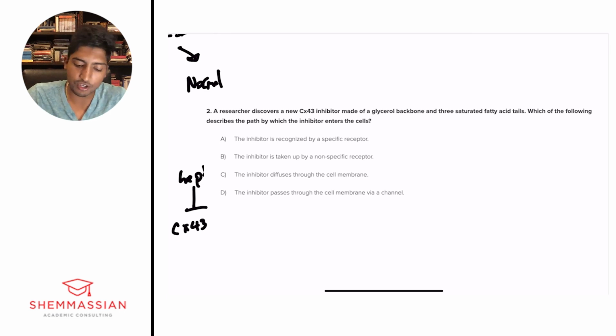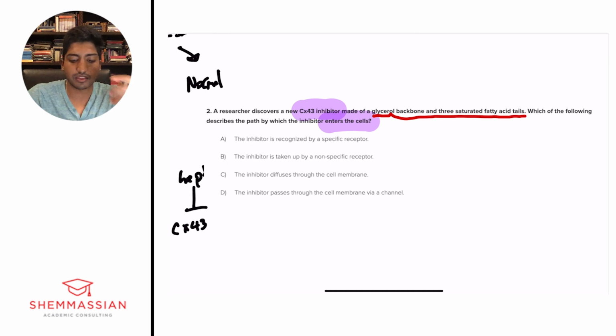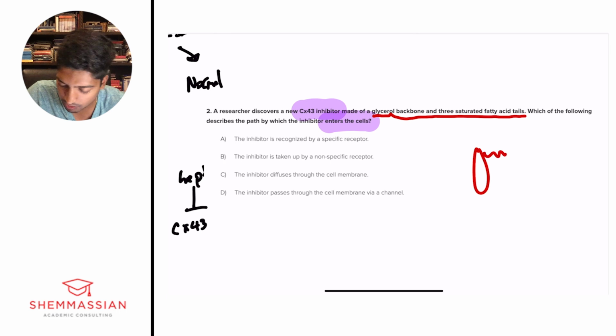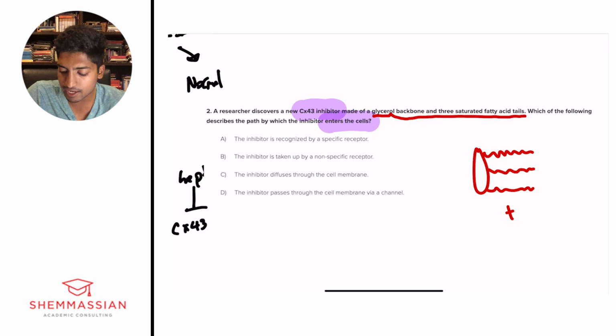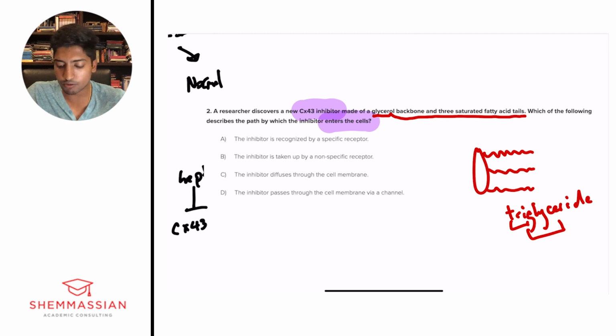All right, so if we have this CX43 inhibitor, the question is asking, how does it enter the cell? And right away, it gives us a descriptor of what the inhibitor looks like. It has a glycerol backbone and 3 saturated fatty acid tails, and that should be ringing bells immediately, right? If you have this backbone and 3 fatty acid tails, what do we call that? A triglyceride, right? Tri meaning 3, glycerol. And so here we have our triglyceride.